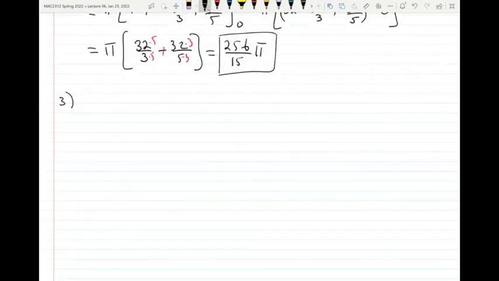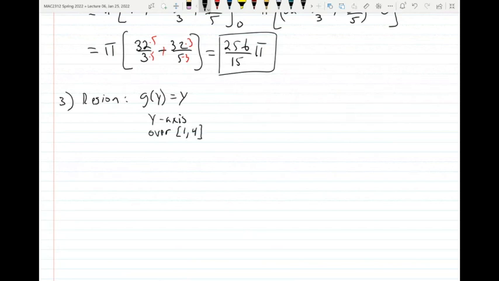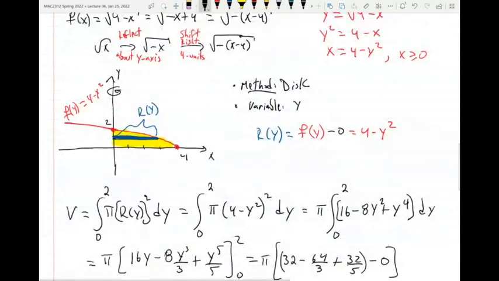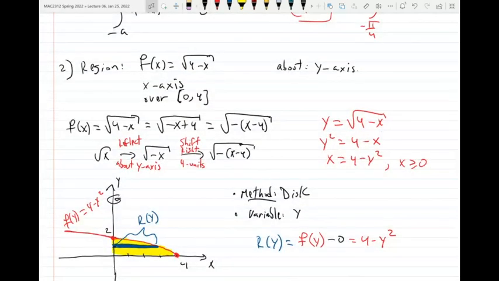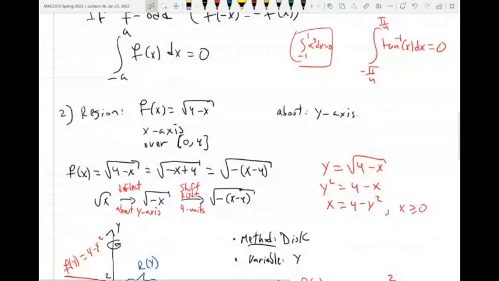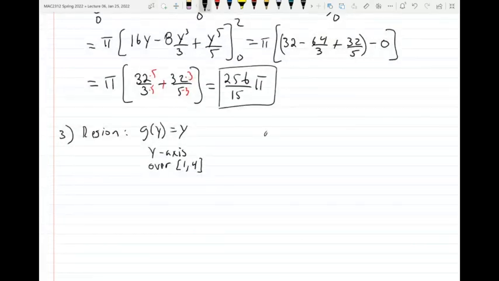All right, so let's see. How about the region is given by g of y equals y, the y-axis, and this happens over the interval 1, 4. Now I want you to understand everything here is given in terms of y. So when I say over the interval 1, 4, this is on the y-axis, this interval. Okay, I wanted the top problem to be about the x-axis. I confused it, okay, it doesn't matter. We did it about the y-axis. This one is also about the y-axis.